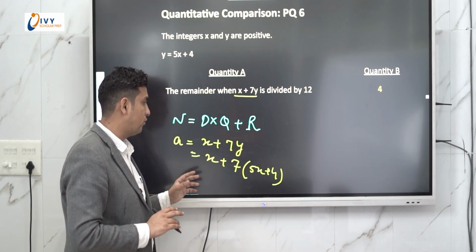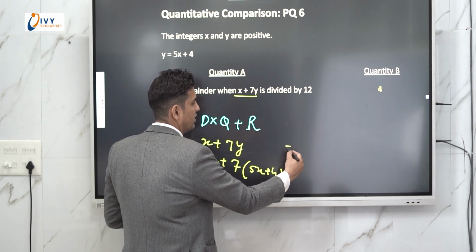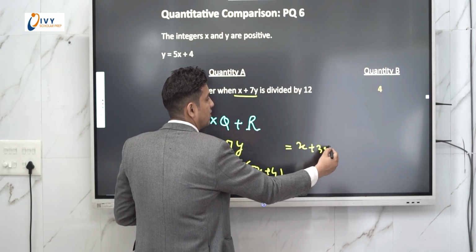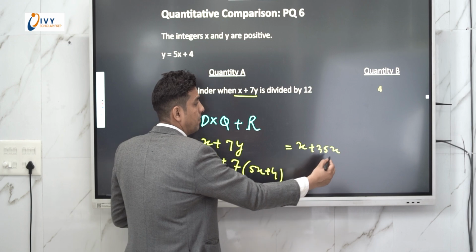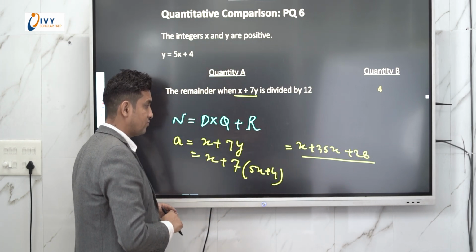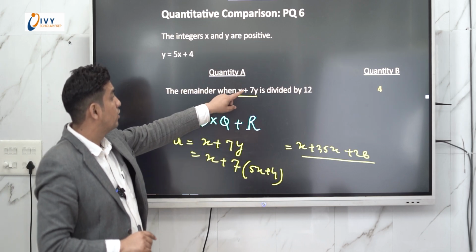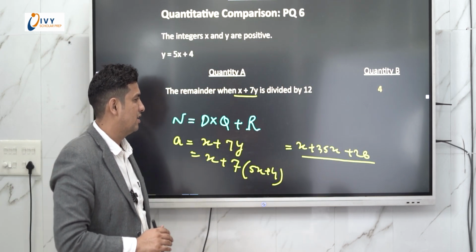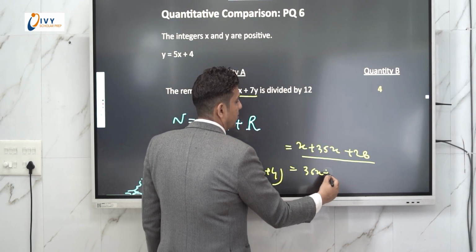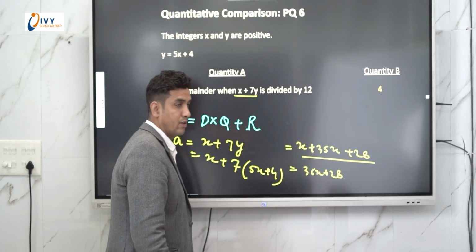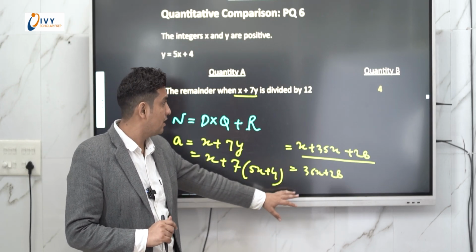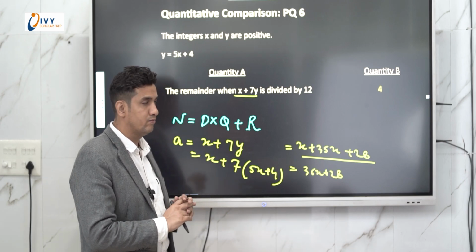So if we do so, what we're going to get here, if you try to simplify this further, you eventually get 35x plus 28 divided by, we'll have to divide this by 12. Now if you look at this, by here you will say it's 36x plus 28. Yeah, I hope you could see this and you're able to analyze what are we doing here.